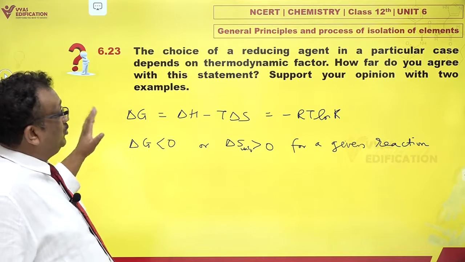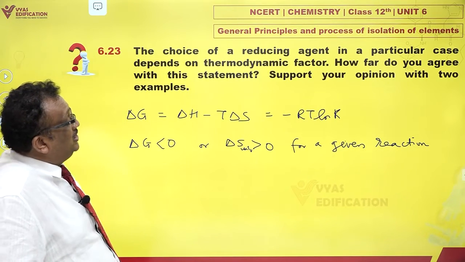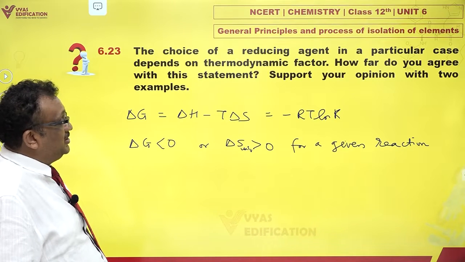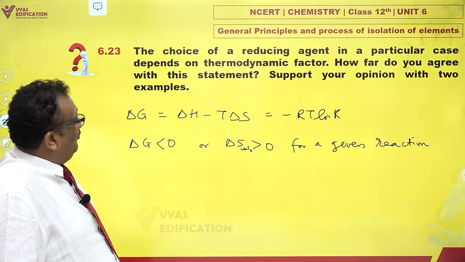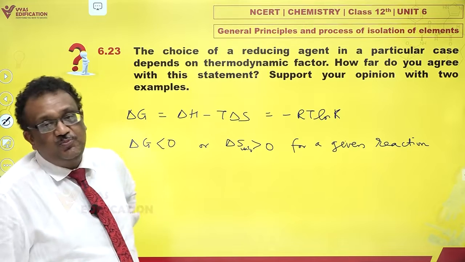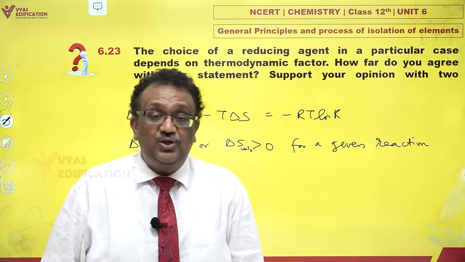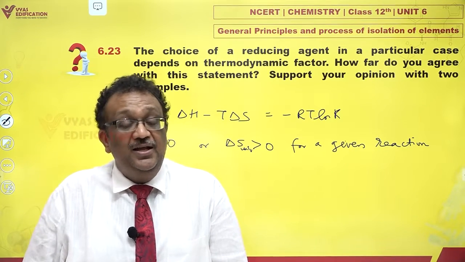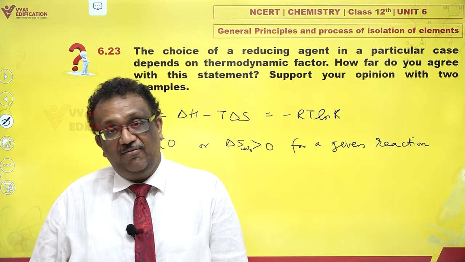Now we are talking with respect to metallurgy. We are saying the choice of a reducing agent in a particular case depends on thermodynamic factor. How far do we agree? I think we need to explain it more. This is actually summarized very efficiently in a diagram called Ellingham diagrams.